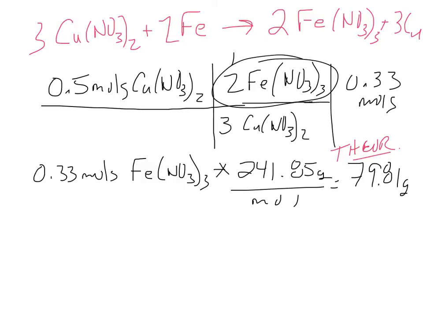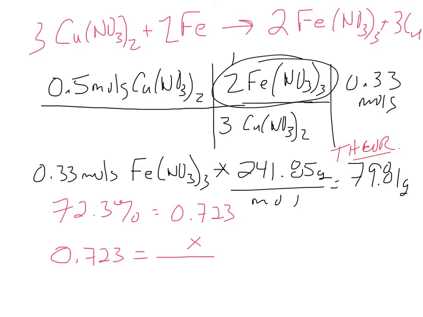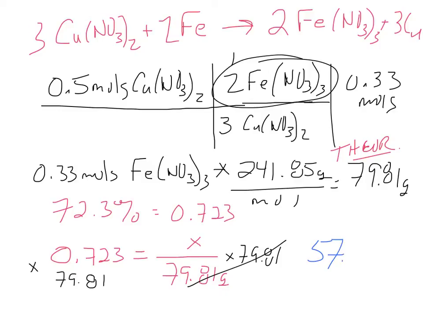Once again, when we look at our equation, it said that we had a 72.3% yield. 72.3% yield is the same thing as writing 0.723. So I'm going to put that in my equation: 0.723 equals the unknown that we're trying to figure out over 79.81 grams. We do the math, multiply each side by 79.81, those cancel, and what I end up with is the actual amount. I will create 57.7 grams of my iron 3 nitrate.